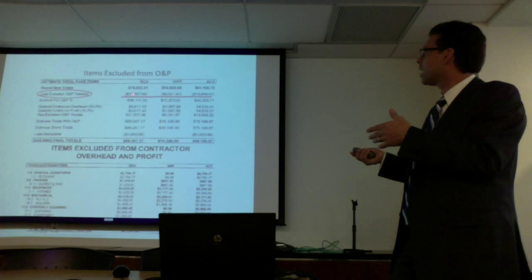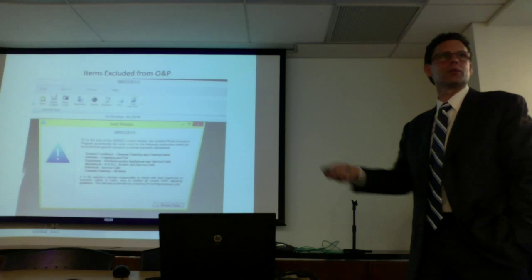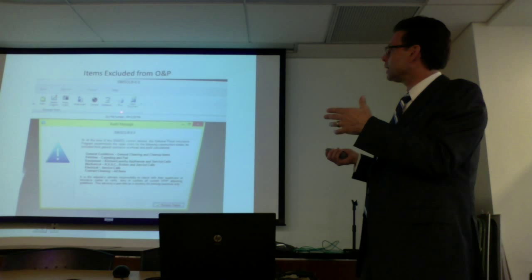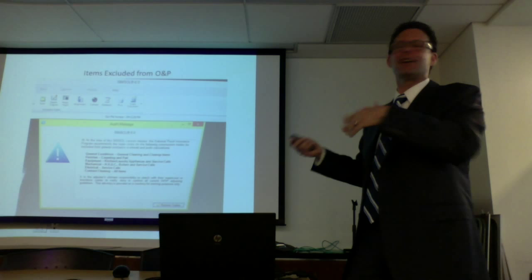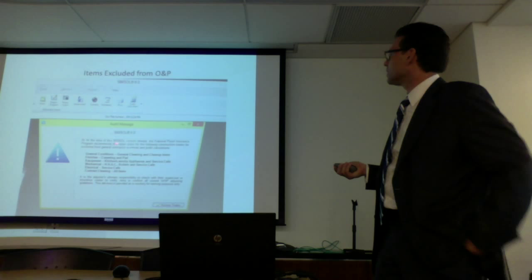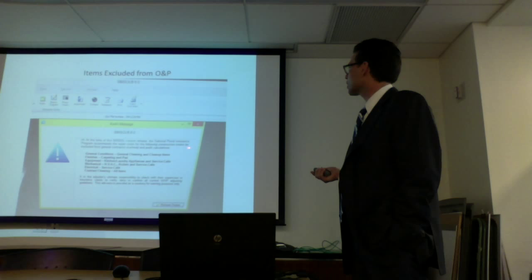So this is a screenshot of my computer when I'm working with SIMSOL. I use a profile like carriers use. I went into SIMSOL's flood program, and when I entered a brand new file, I started the estimate and chose flood. Just before I even started any line items, this popped up, an audit message. It seems like it's a big deal, and it seems like it's important. It says, at the time of this SIMSOL version release, the National Flood Insurance Program recommends the repair costs for the following construction trades be excluded from general contractor overhead and profit.